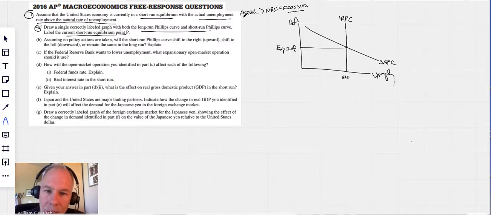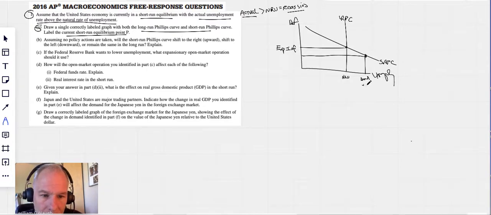They're telling us our actual unemployment is greater than our natural rate. So we know that we're somewhere on this side of our long run Phillips curve. Let's just choose a spot here. That would be our actual inflation. This would be actual unemployment. That doesn't look like actual very much, but that's actual unemployment. And this would be our actual, I'm not going to write it all out, inflation. So this is point P.